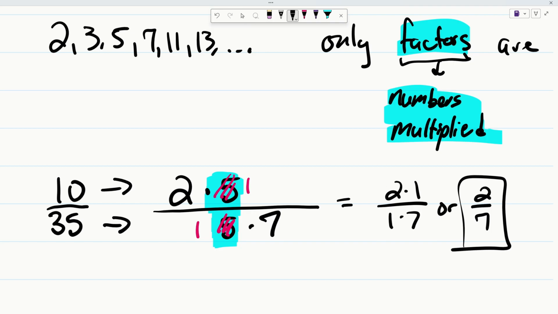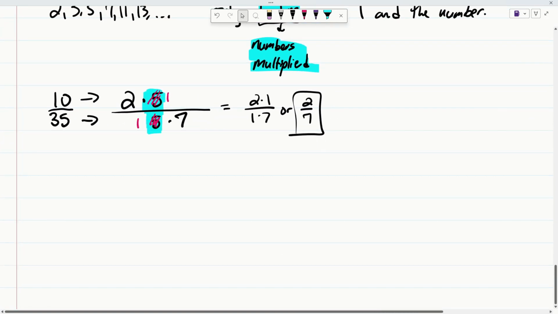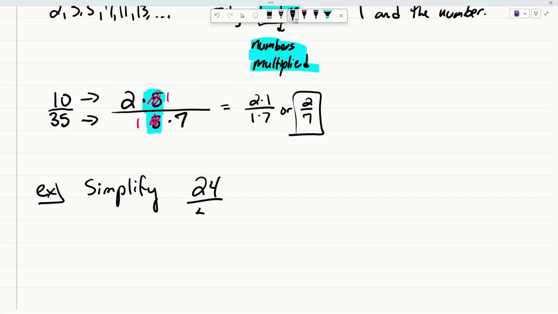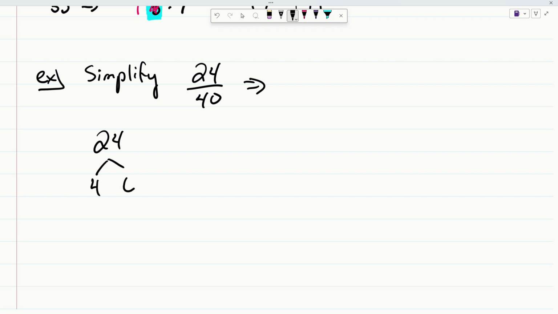All right? Let me show you another example here. I'm going to take it directly out of your book. Simplify 24 over 40. Well, let's do the prime factorization of 24. So two numbers that multiply to give me 24. How about 4 and 6? Now, since neither of those are prime, we're going to keep going. 2 and 2, 2 and 3.